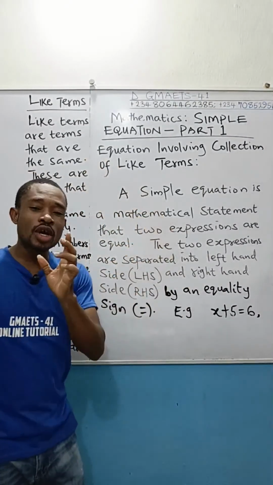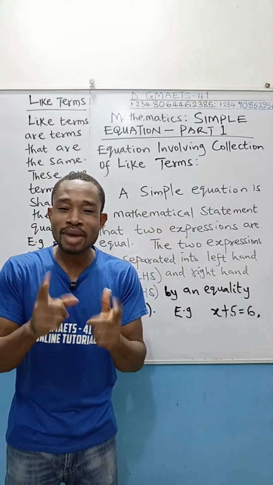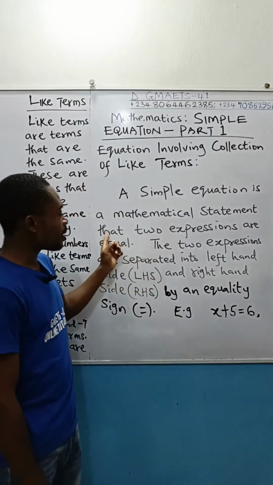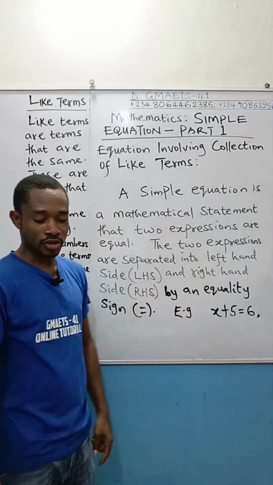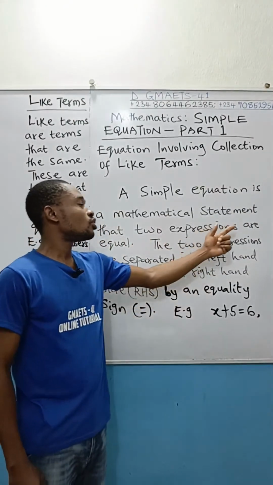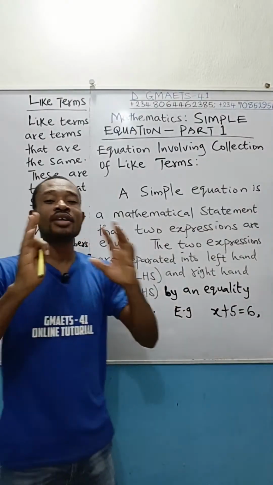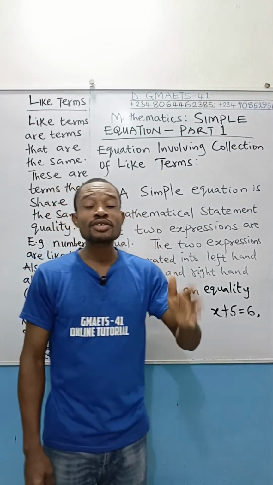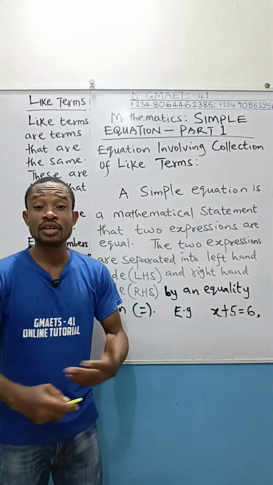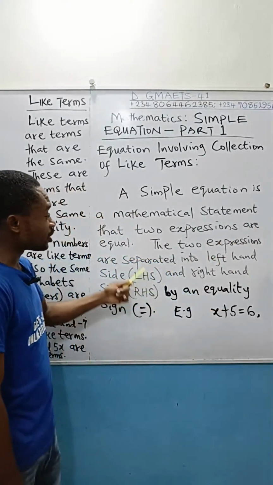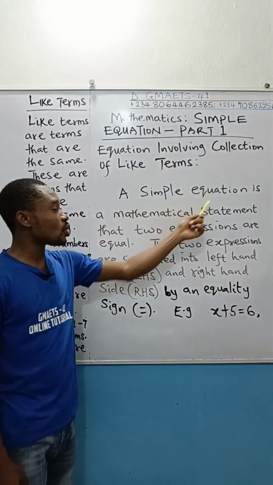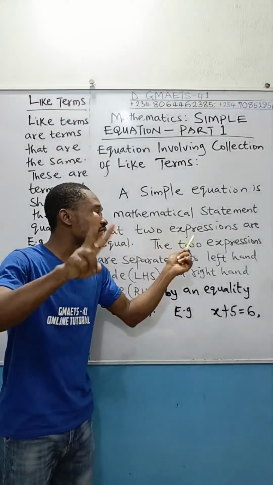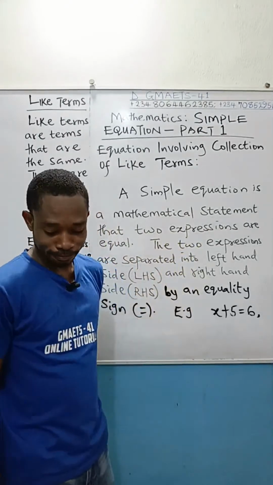A simple equation is a mathematical statement that has two expressions which are equal. A mathematical statement that has two expressions which are what? Equal. You can see the definition on the board. A simple equation is a mathematical statement that says two expressions are equal.